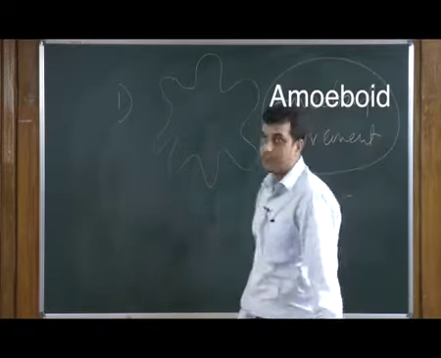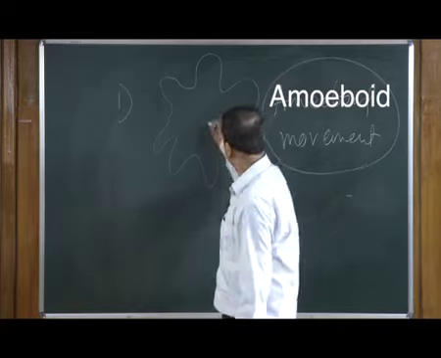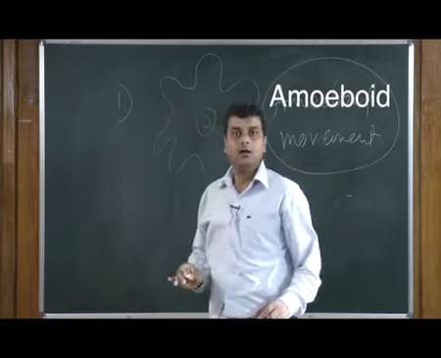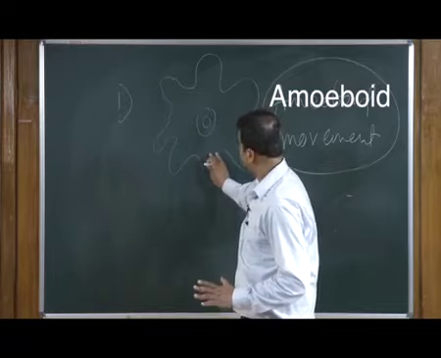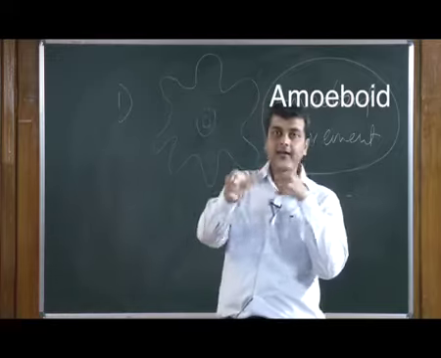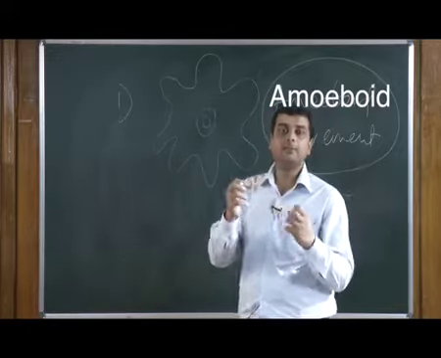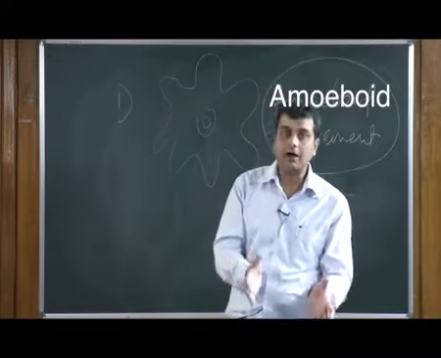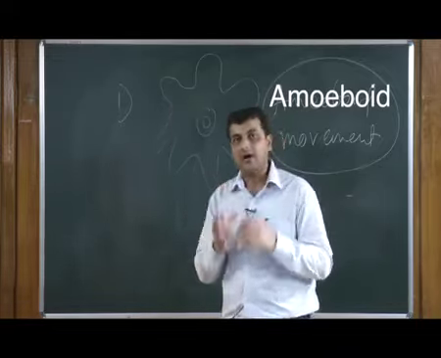So amoeboid movement is the first example, where the cell, suppose this is the nucleus, and this is one such example I draw, the cell called macrophages. So macrophages are the cells that can eat small outside particles or outside ingredients which are not at all required by the human body or which are harmful to the human body.